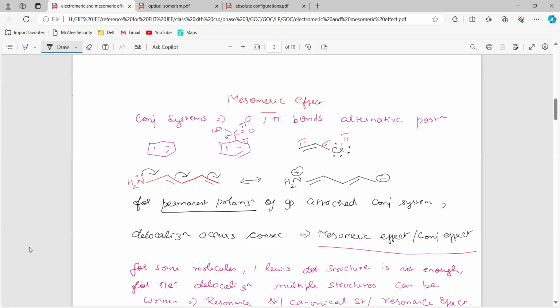So this is a permanent polarization of the group that is attached to the conjugated system. Whatever group is attached to the conjugated system, there is always a permanent polarization that happens. We all know what polarization is. Polarization is nothing but distribution of charges. That means partial charge that exists within the same molecule. So look at this molecule, NH2. What do I find here?